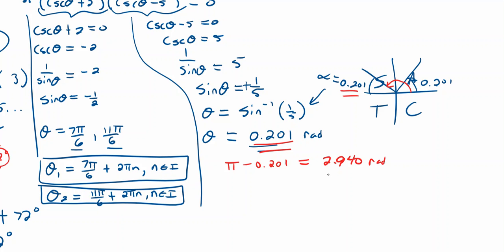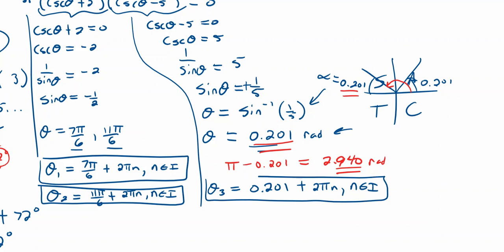I'm not going to put boxes around those yet because those aren't my general solutions. We just have to do the same as we did last time. So looking at this one, angle 3 this time is going to be equal to 0.201 plus 2 pi n, where n is a member of the integers. Okay, so there you go. We got 3, and then we got one more to include. Angle 4 is going to be equal to 2.940 plus 2 pi n, where n is a member of the integers.